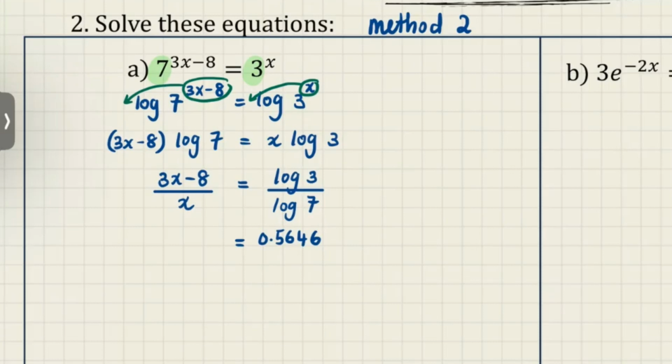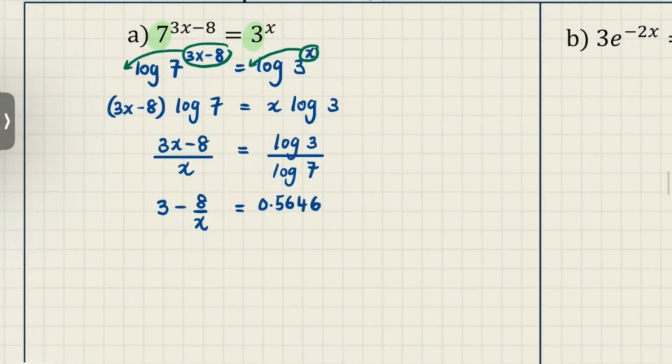Okay, 5646. Okay, so ini adalah on the right hand side. Dan this one kita boleh simplifykan dia kepada 3 tolak 8 per x. Okay, so now bolehlah try to solve x sebagai our subject. So I have negative 8 over x equals to 0.5646 minus 3. I get negative 2.4354.